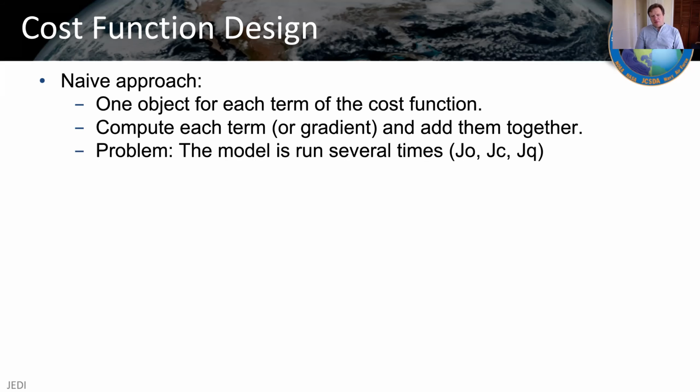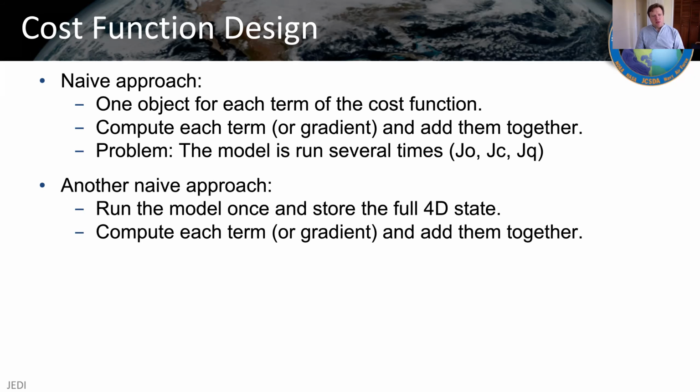However, the problem is that the model is going to be run several times, because you need the state of the atmosphere at several points in time in your window: once in the observation term, once in the JC, which is a constraint, typically something for initialization, like a digital filter. You can have a model term as well, which I wrote as JQ here, but for all these things you need the model. And if you make the terms of your cost function independent, it means you're rerunning the model several times, and that's fairly expensive, so you don't want to do that.